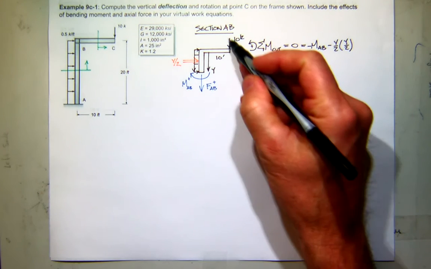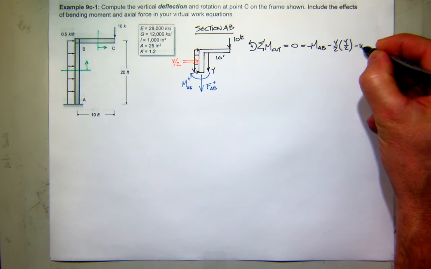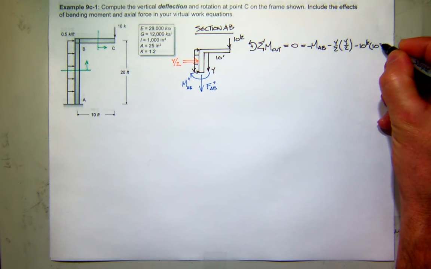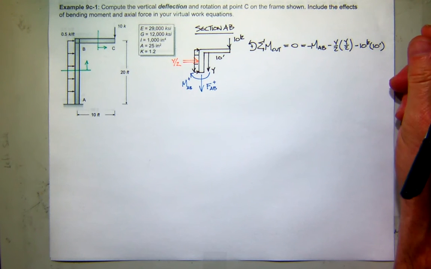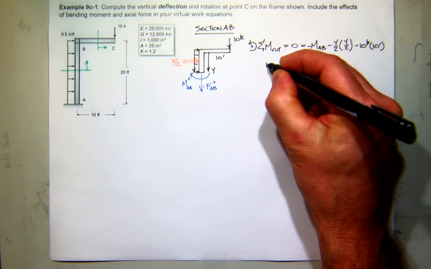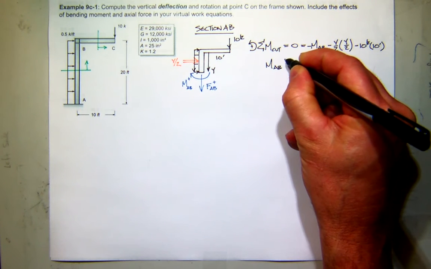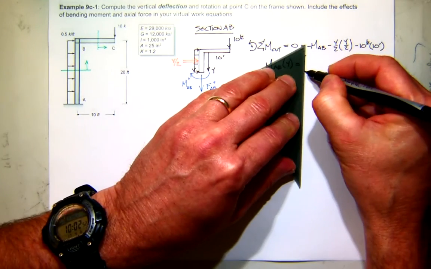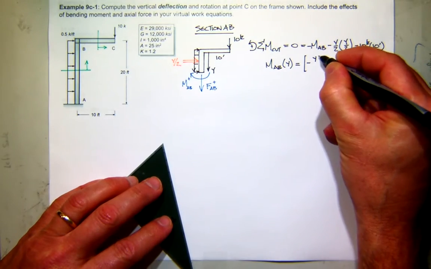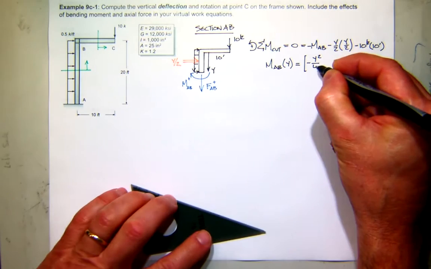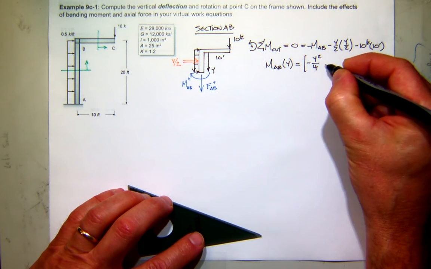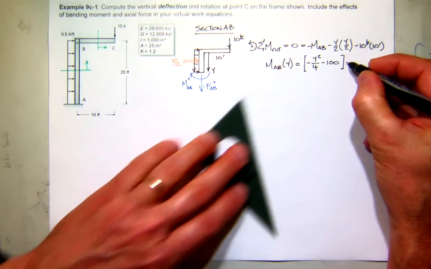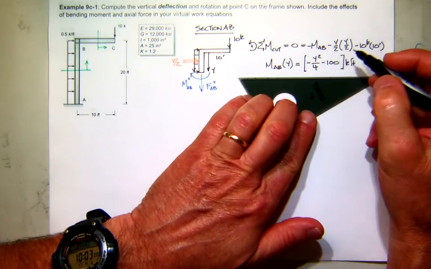And then I get all the way around to the 10 kip force. That's also creating negative moment, and that has a moment arm of 10. Everybody see that? So now when I look at my moment in AB, it's going to be a function of y, equal to negative y squared over 4 minus 100, and that will have the units of kip feet.